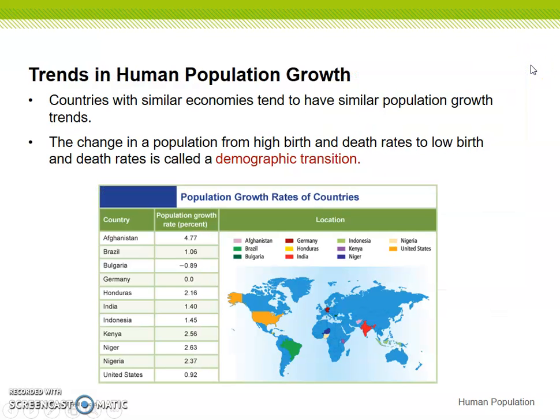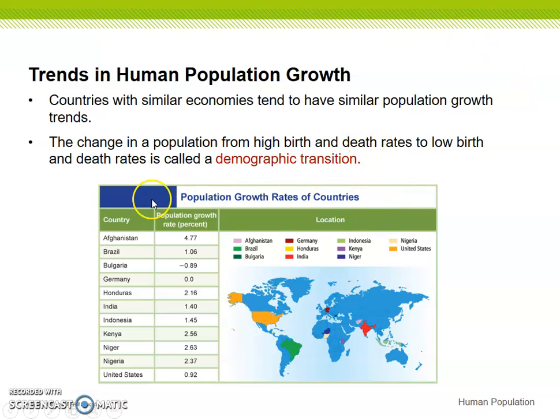Trends in human population growth. Countries with similar economies tend to have similar population growth trends. The change in a population from high birth rate and death rates to low birth and death rates is called demographic transition.